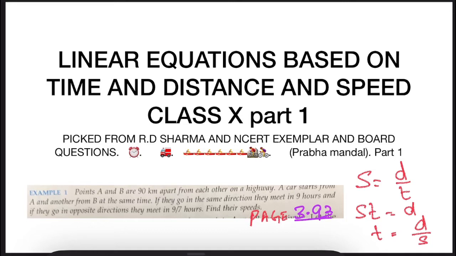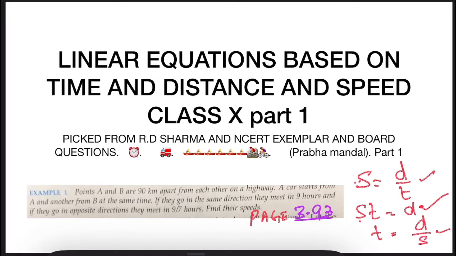So this question I picked from R.D. Sharma, example 1, page number 3.93. We already know the formula: speed equals distance upon time. When you cross multiply, speed into time equals distance. If speed and time are given, you can find distance. If time is asked and speed and distance are given, then time is distance divided by speed. This way we find the speed, distance and time.